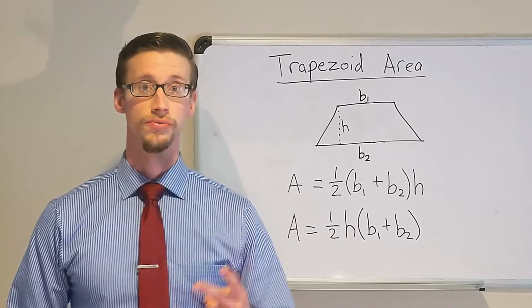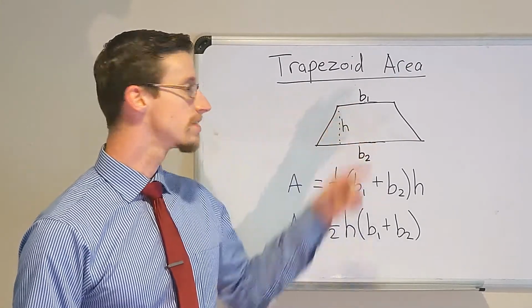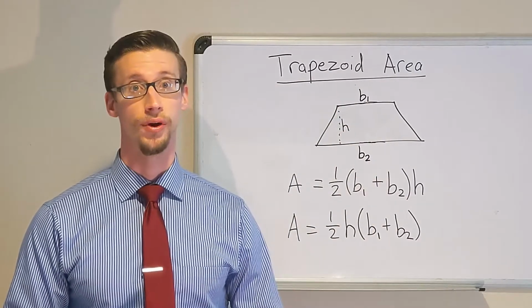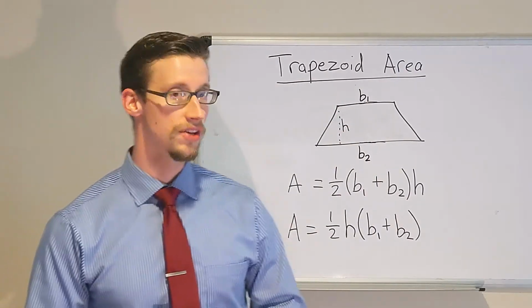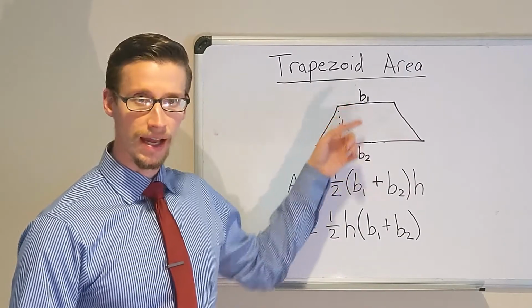A trapezoid is a two-dimensional figure that has four sides, but only one pair of parallel sides. This is what makes it different from a parallelogram. We call the two parallel sides base 1 and base 2 because they have different lengths.